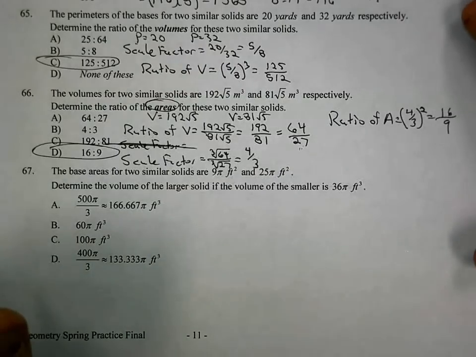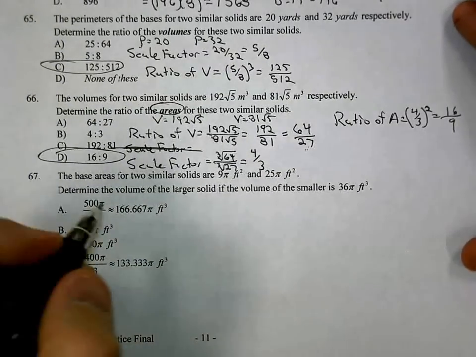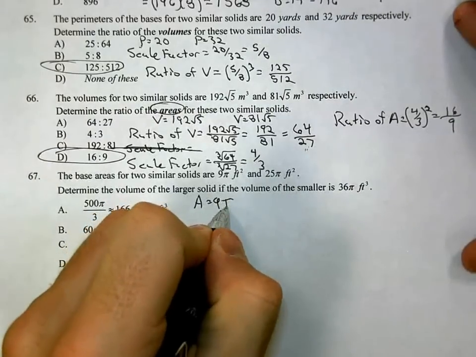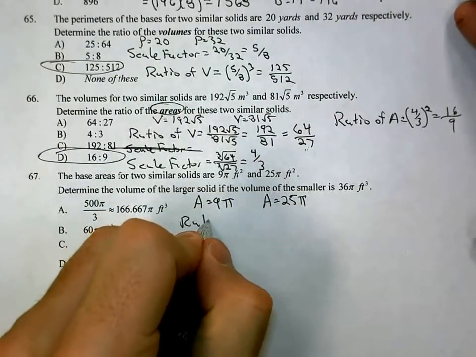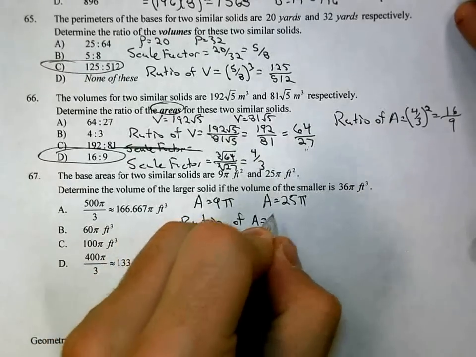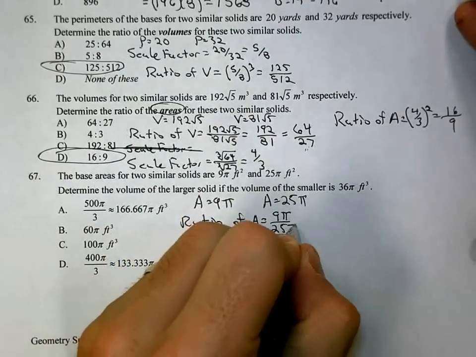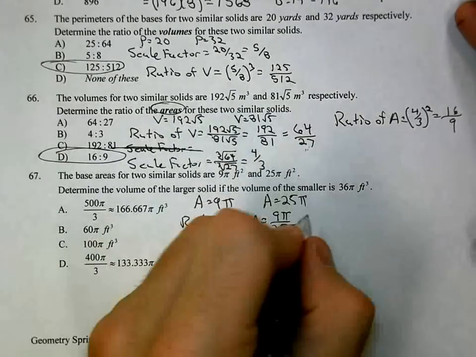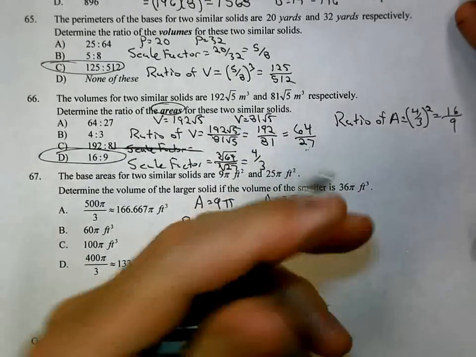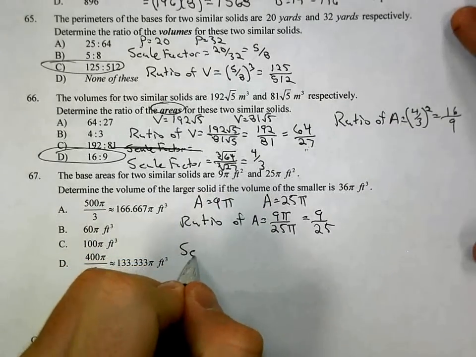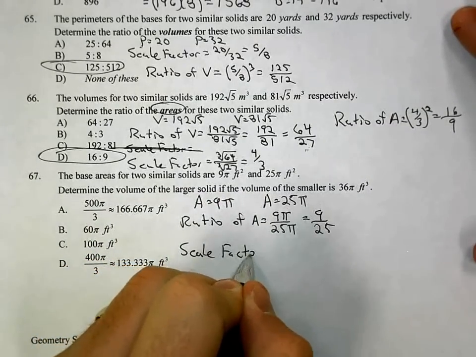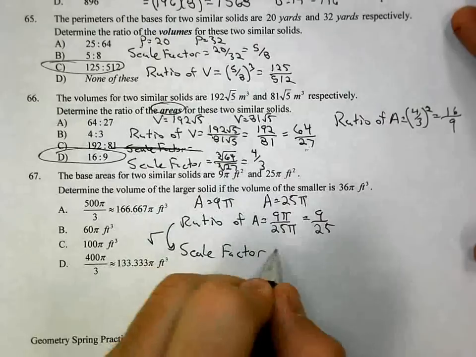For our last one, we have the base areas. We can write a ratio of our areas. We have 9 pi over 25 pi. We reduce to 9 over 25. Really, it's simplifying, not reducing. So that's our ratio of areas. We want to find a volume. So let's go from ratio of areas to scale factor. So that means we're taking the square root, which gives us 3 over 5.